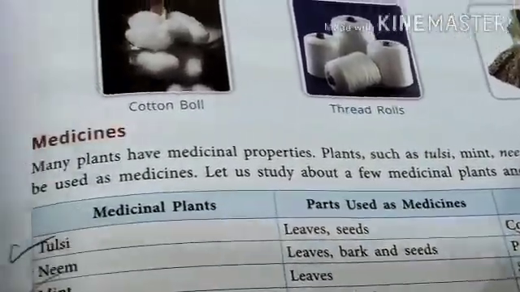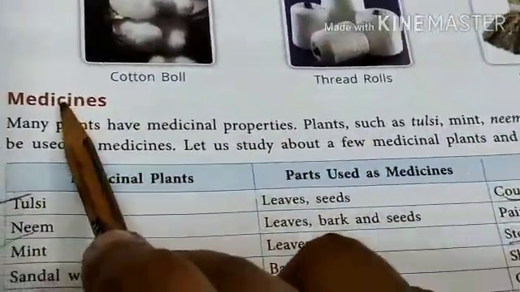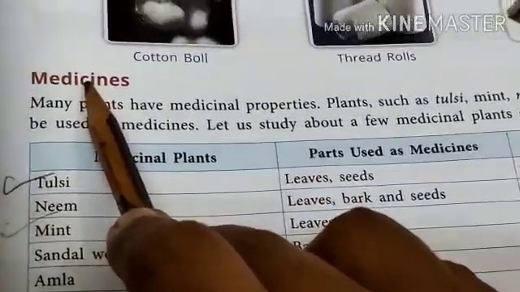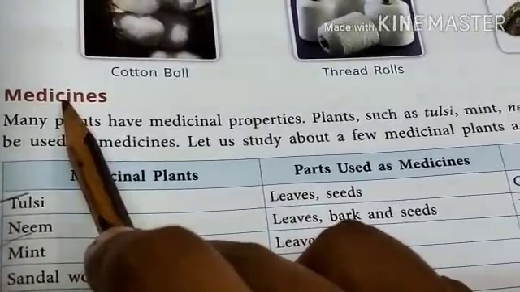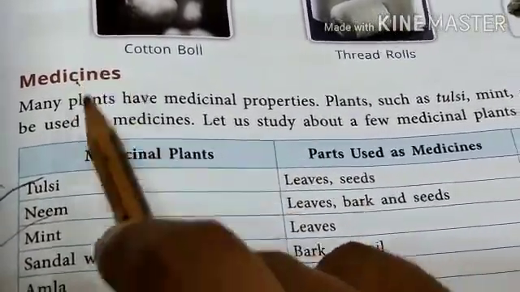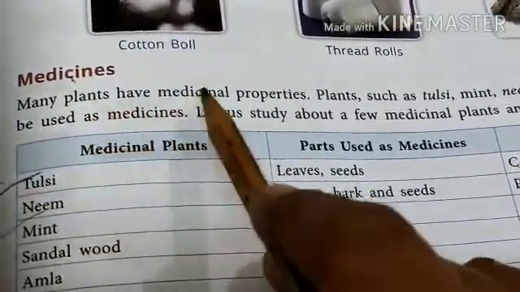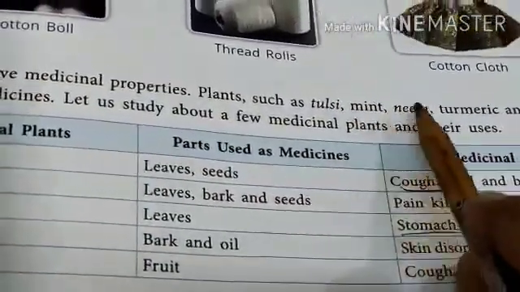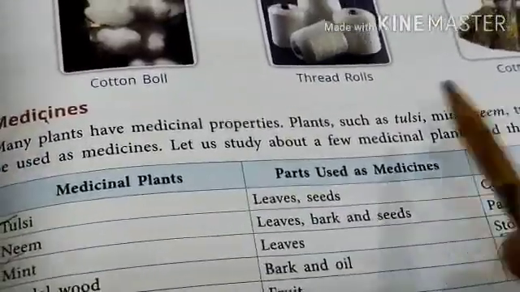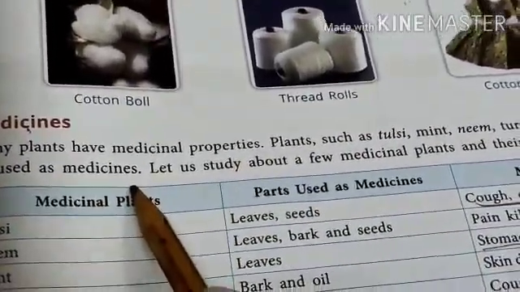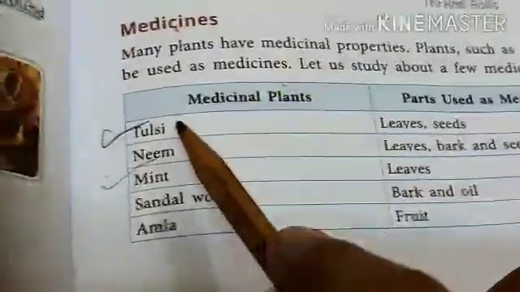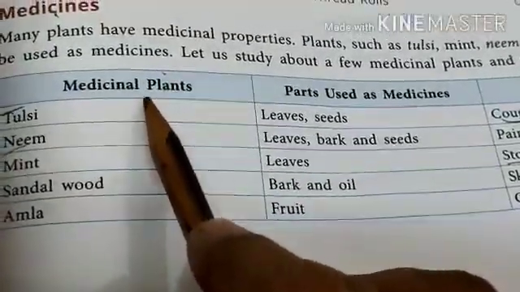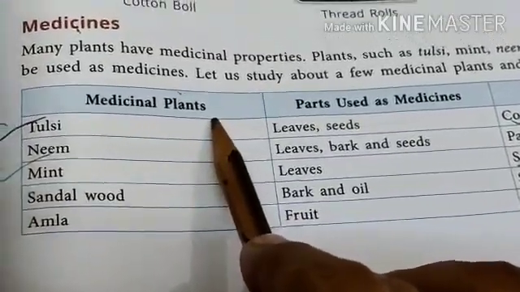Then the plants give us medicines also. You may not know that much, but if you ask your grandparents and other old people, they will tell you how the plants give us medicines. Plants such as tulsi, mint, neem, turmeric are used as medicines. See, how the medicine is there in the plants.